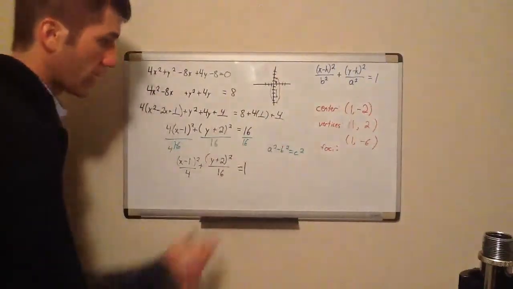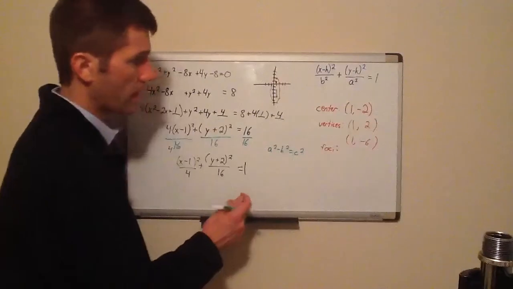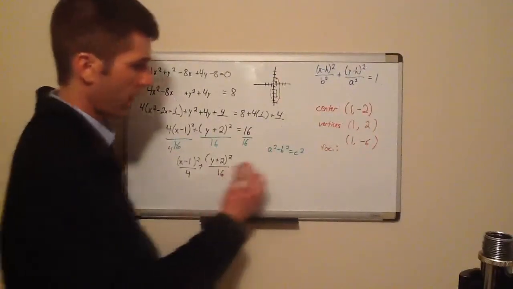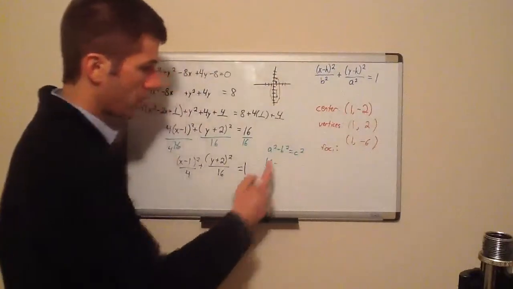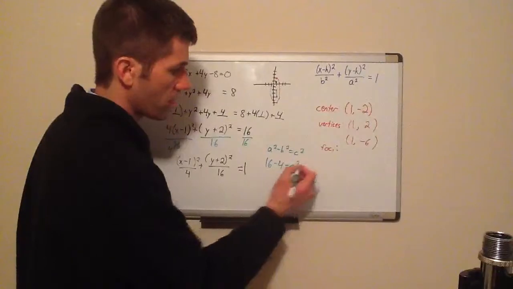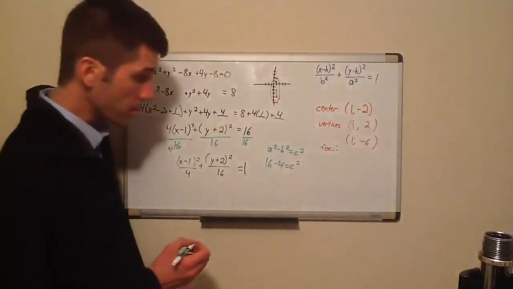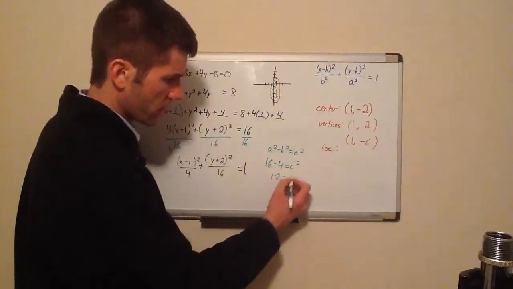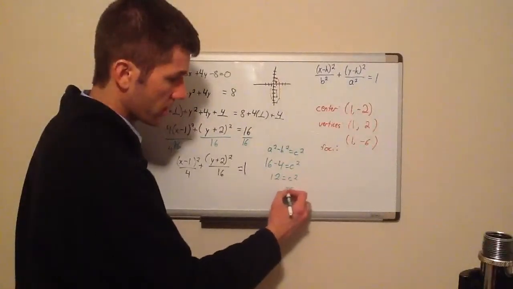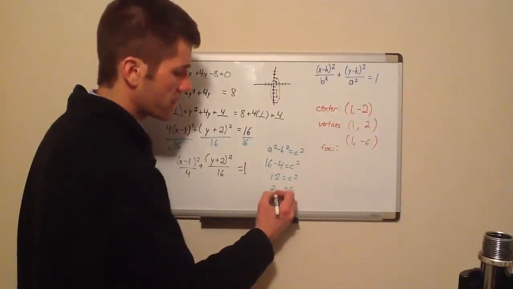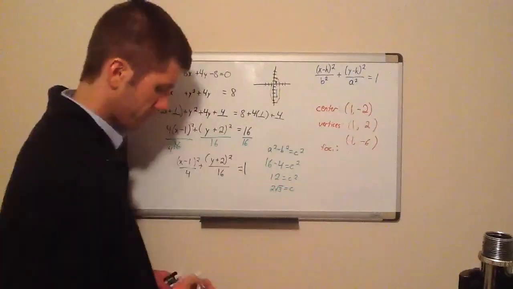So let's find it. A squared, well, A is 4 and 4 squared is 16, so we could just extract it straight out of here. That's 16. Minus B squared, which is 4, and that's equal to C squared. Here we go, that's 12, and that's equal to C squared, so C is equal to the square root of 12. Don't do plus and minus, because this is a distance. 2 square root of 3.